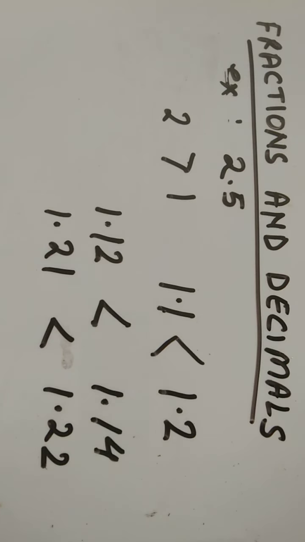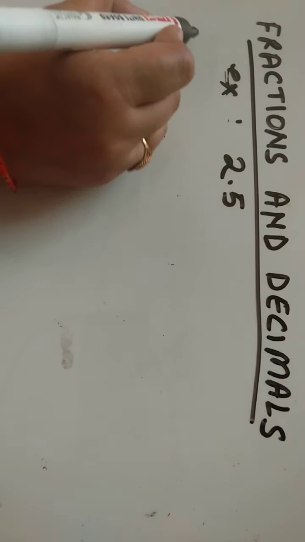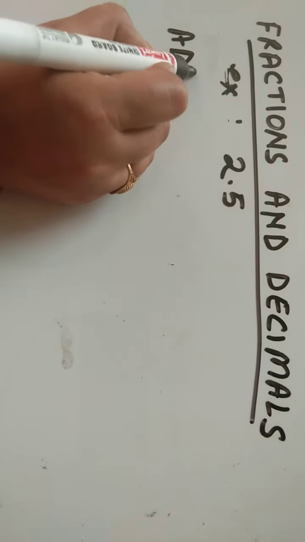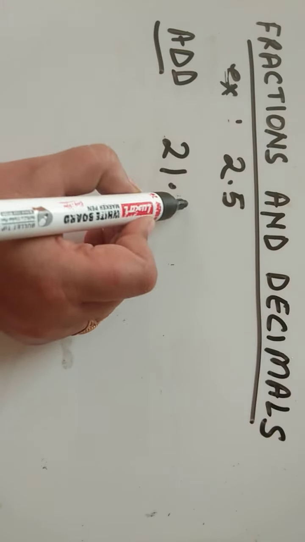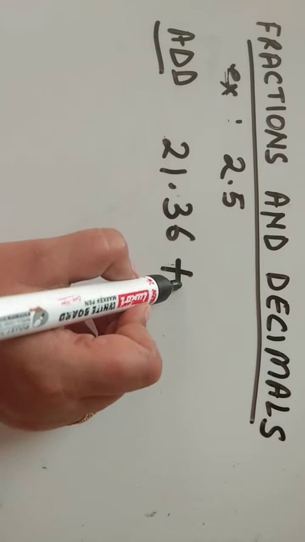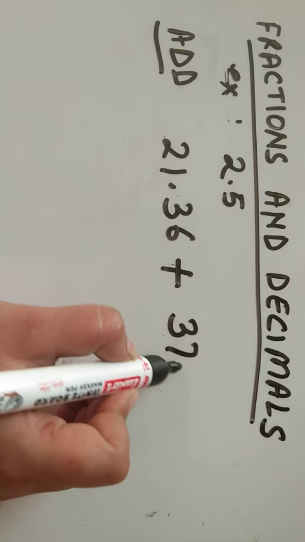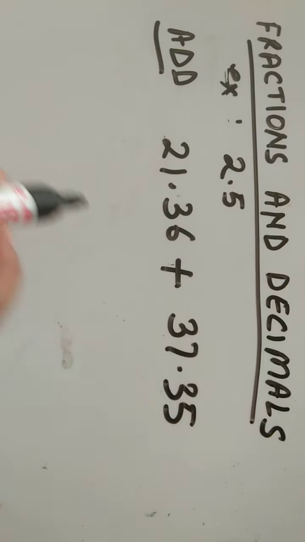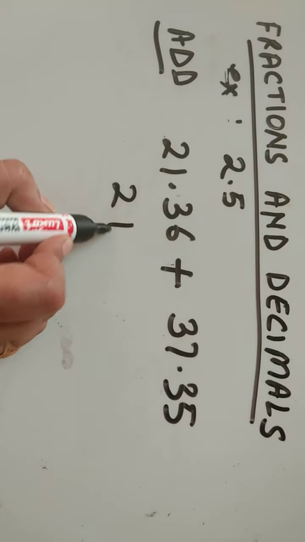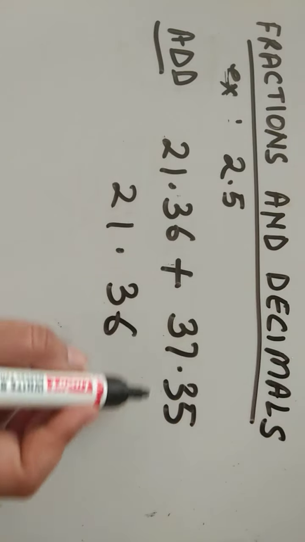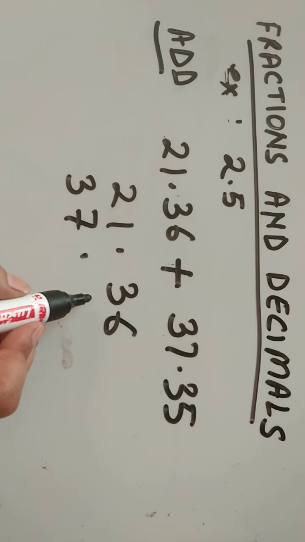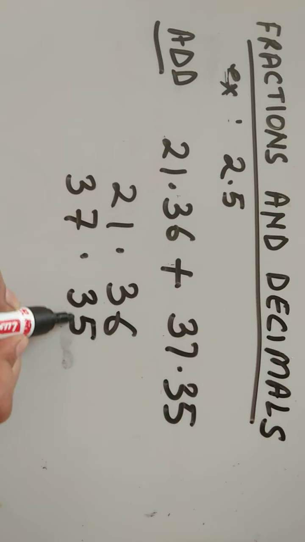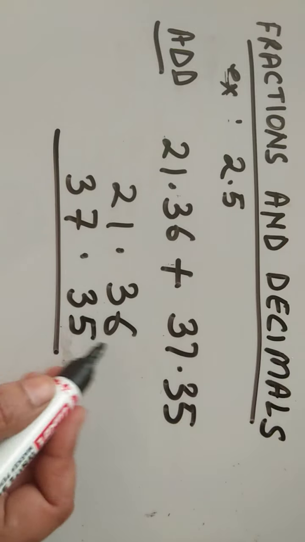Now addition and subtraction of decimal numbers. When we have to add numbers, for example 21.36 needs to be added with 37.35. Now see how we will write it. 21.36, next number is 37, decimal in place of decimal only, then 35. Now as we are adding, we will add these two.